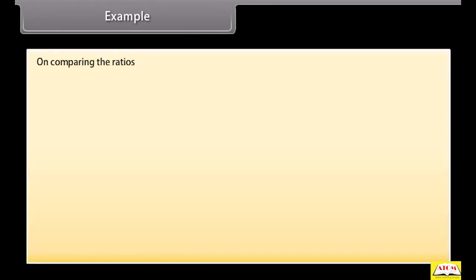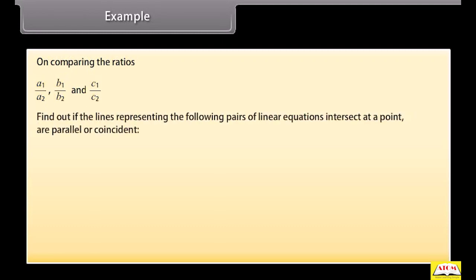Example. On comparing the ratios a1/a2, b1/b2 and c1/c2, find out if the lines representing the following pairs of linear equations intersect at a point, are parallel or coincident. 5x - 4y + 8 = 0, 7x + 6y - 9 = 0.